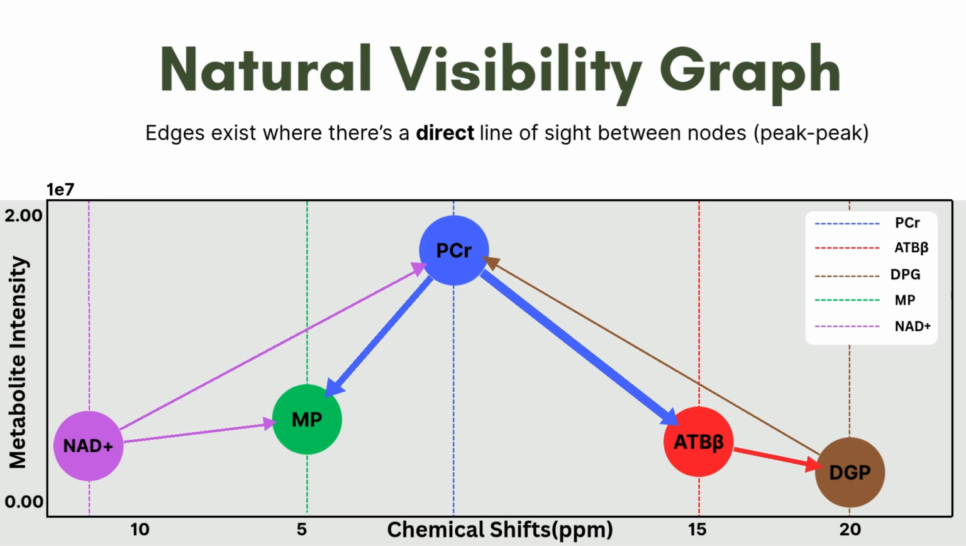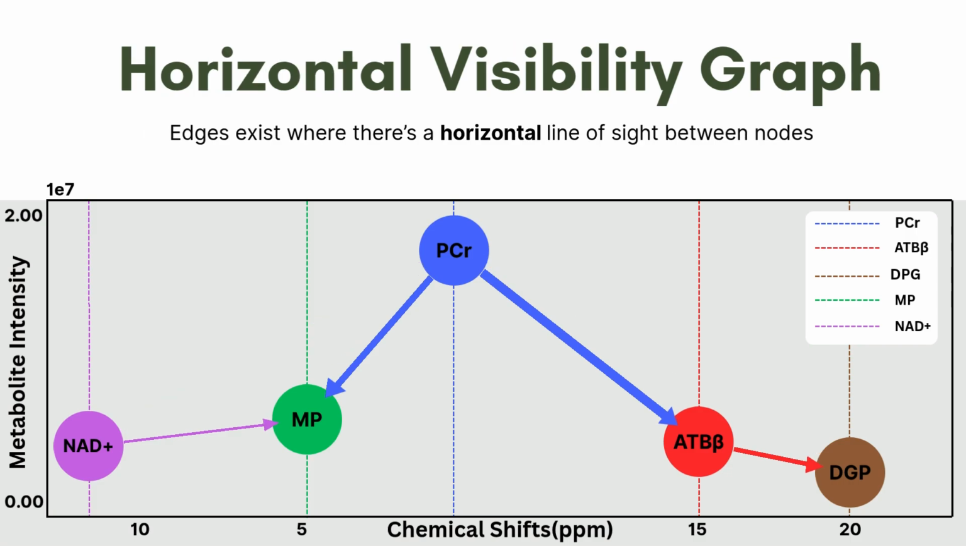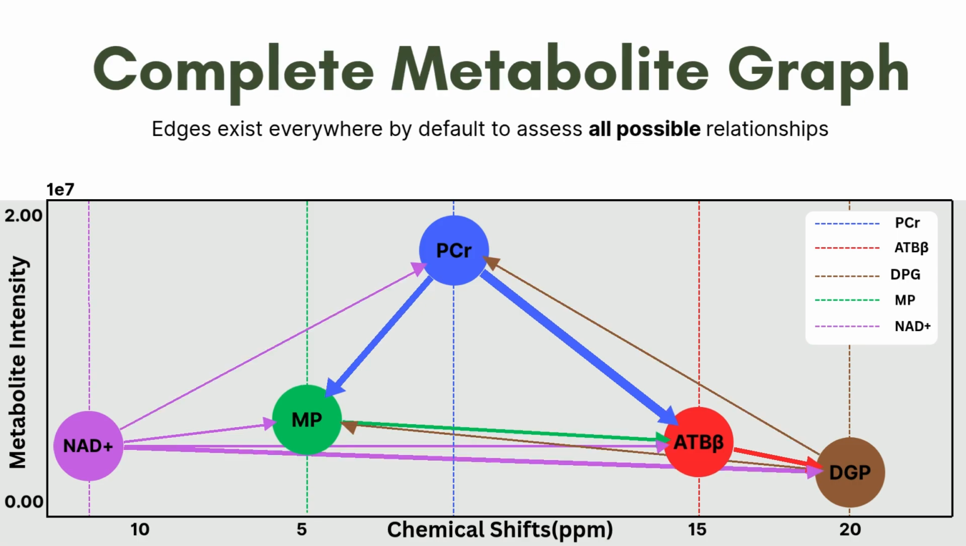Here, edges exist if there's a direct line of sight, peak to peak, between metabolites. Next is the horizontal visibility graph, where edges exist only if there's a horizontal line of sight between metabolites. Lastly is the complete metabolite graph. Here, edges exist for every combination by default to assess all relationships.